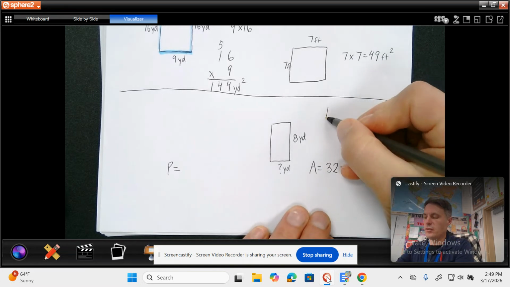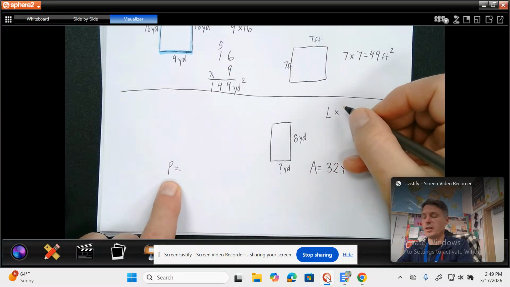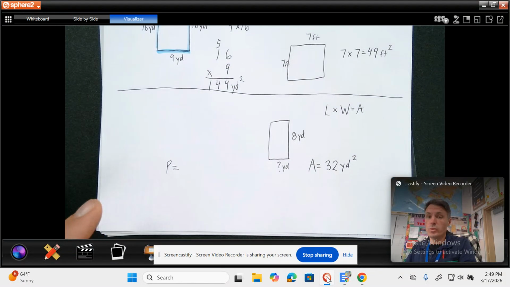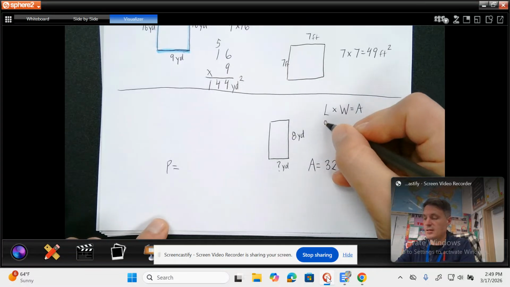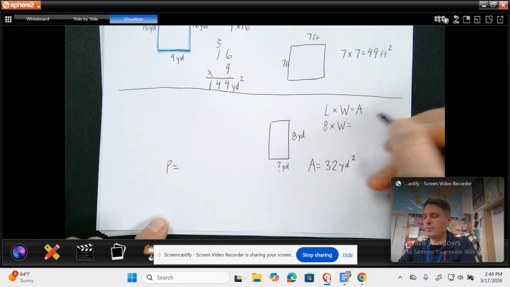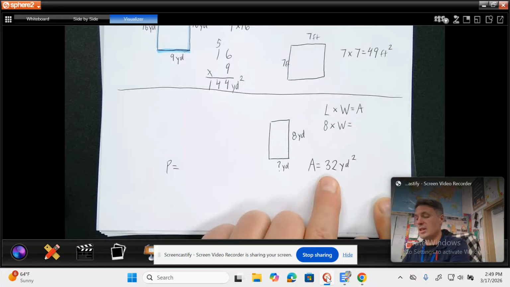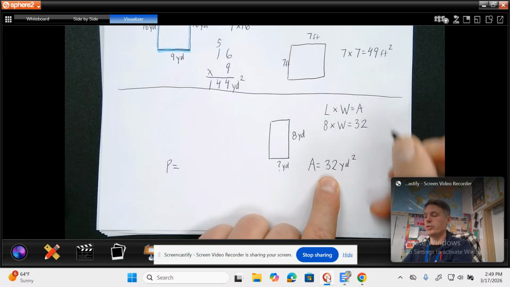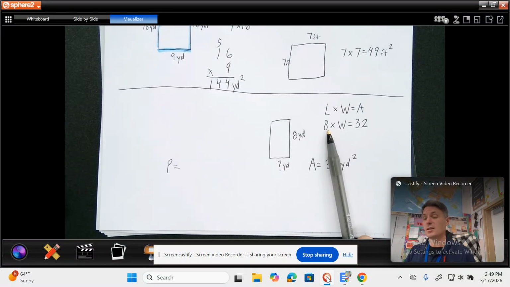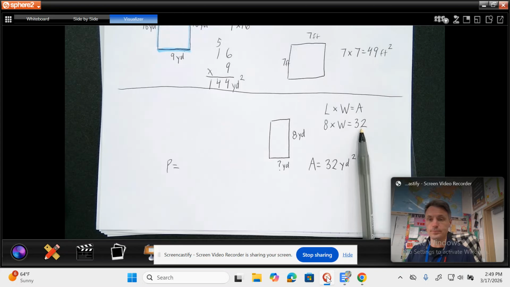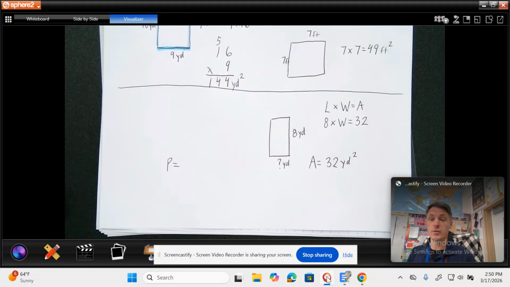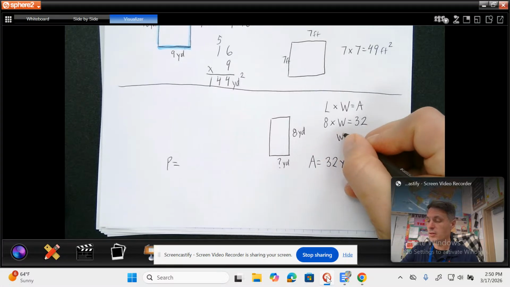Let's start by writing the formula for finding area, even though we're actually finding perimeter here. Length times width equals area. Let's plug in the numbers that we know. We know the length is 8. 8 times, we don't know what the width is, so let's leave that as W. 8 times the width equals, we know what the area is. 8 times the width equals 32. Well, hopefully you can see there's only one number that you can multiply by 8 in order to equal 32. What is that number? What times 8 equals 32? Well, if you know your times tables, you know that it's 4. So the width is 4.